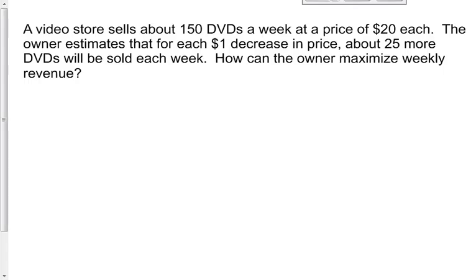So the first thing we want to do when we're looking at word problems is try to label things. What we're doing is selling DVDs, so we have number, how many DVDs are we selling, and we also have price. How much are they selling for? We are selling 150 DVDs at a price of $20 apiece.